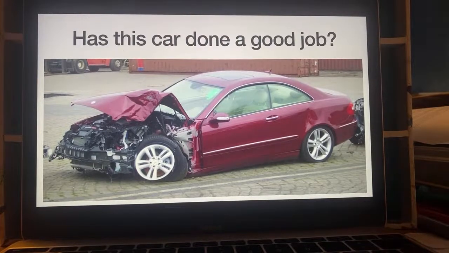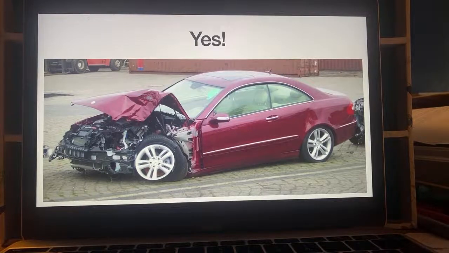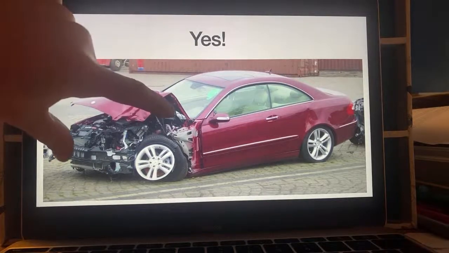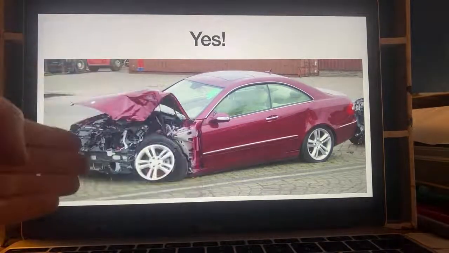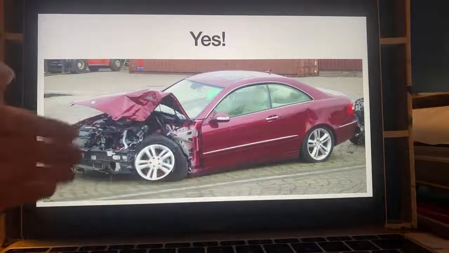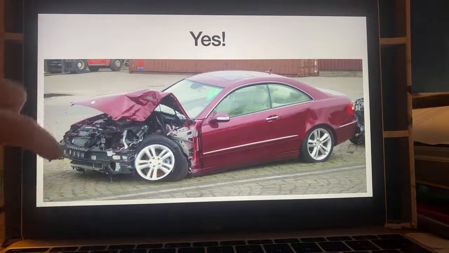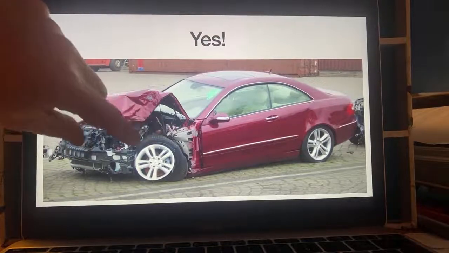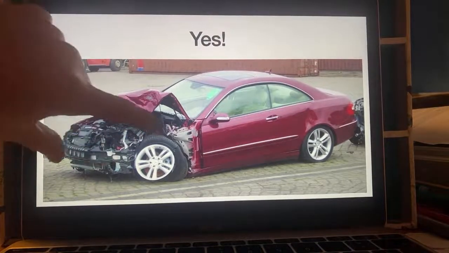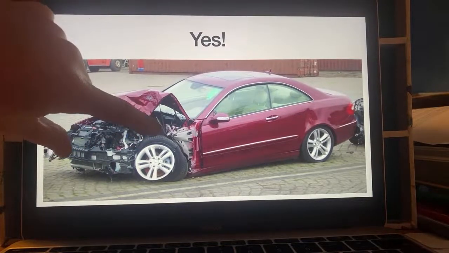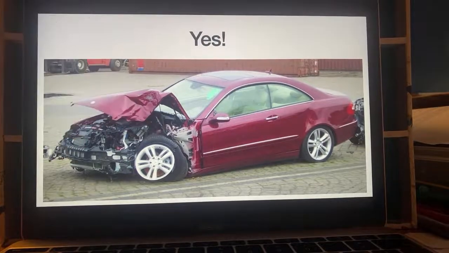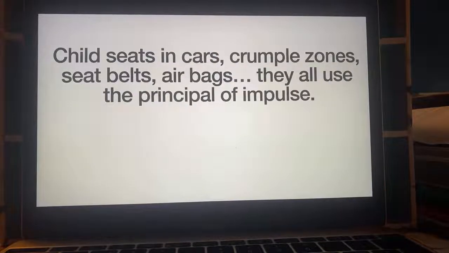The answer is, yeah, it's done a great job. What it's done is, the car has changed momentum. The car has gone from moving to not moving. So the car has experienced a change of momentum. And that bit at the front is a crumple zone. The crumple zone is there to make the change in momentum happen for as long as possible. And you see this all over the place, but it does really relate, especially to car safety.